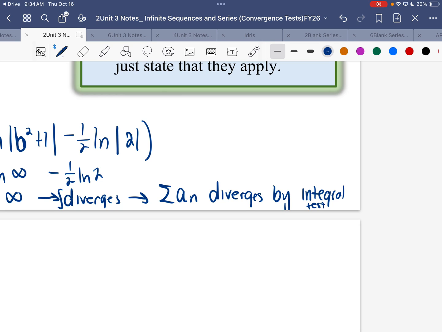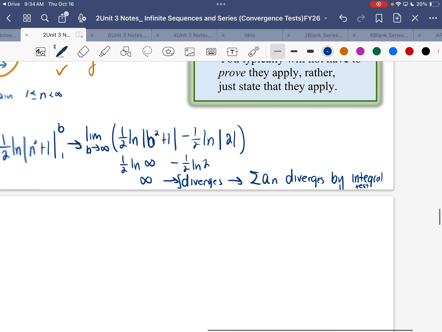I think now you know why this is my least favorite one. If I were to choose, I would never choose this one. I would choose pretty much any other test.